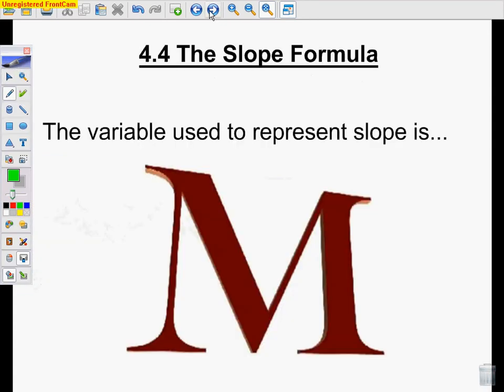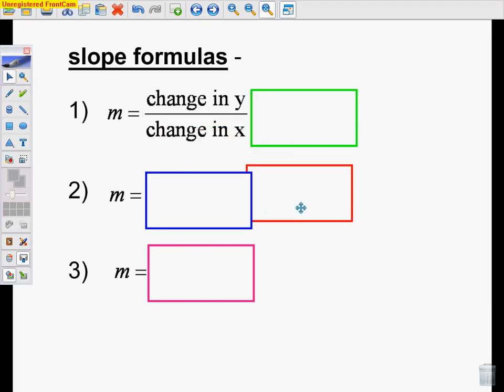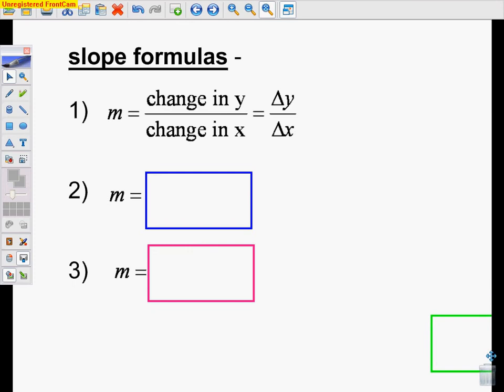All right. Now, here's our next section, 4.4. The variable used to represent slope is m. All right, there's a couple different slope formulas that I want you to know. The first formula has to do, once again, with the change in y over the change in x. And we know that that delta, the triangle, is a symbol that we use for change.